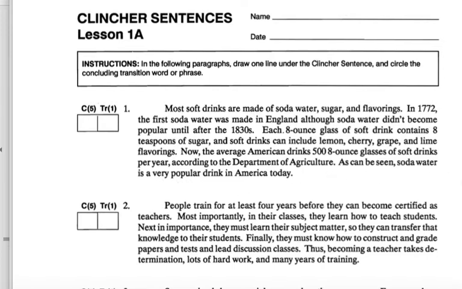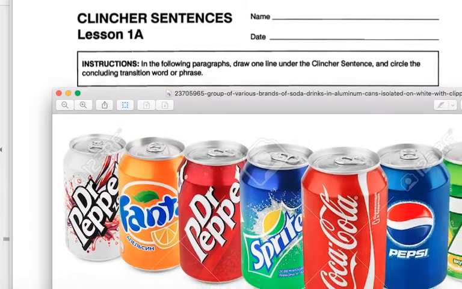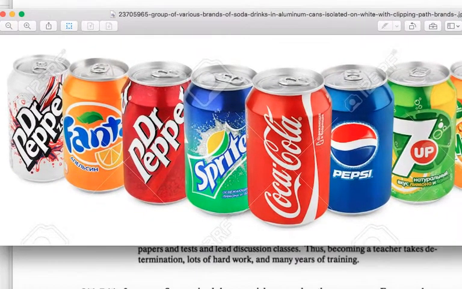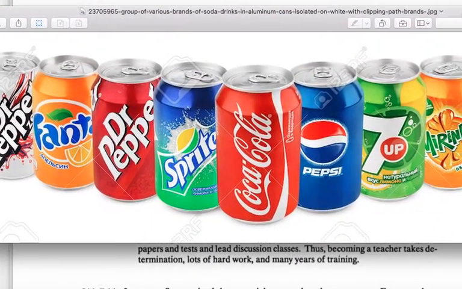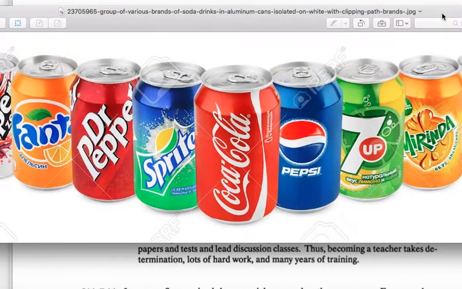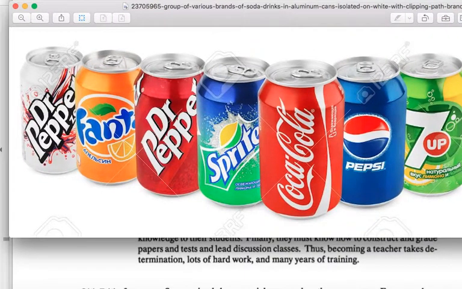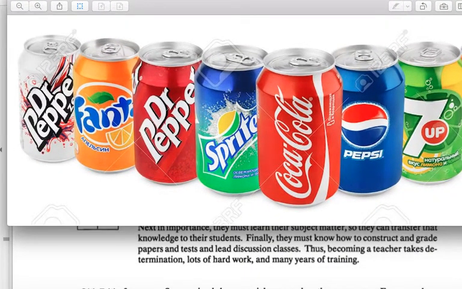So if you're not familiar with the soda water, what they're talking about are the different types of sodas that we have. Okay, and here are the different types of flavors. You have Dr. Pepper, Fanta, which is orange, Sprite is lemon, Pepsi, Coca-Cola, and whatnot. Okay, so just wanted to give you those so you have some sort of visual for this paragraph.